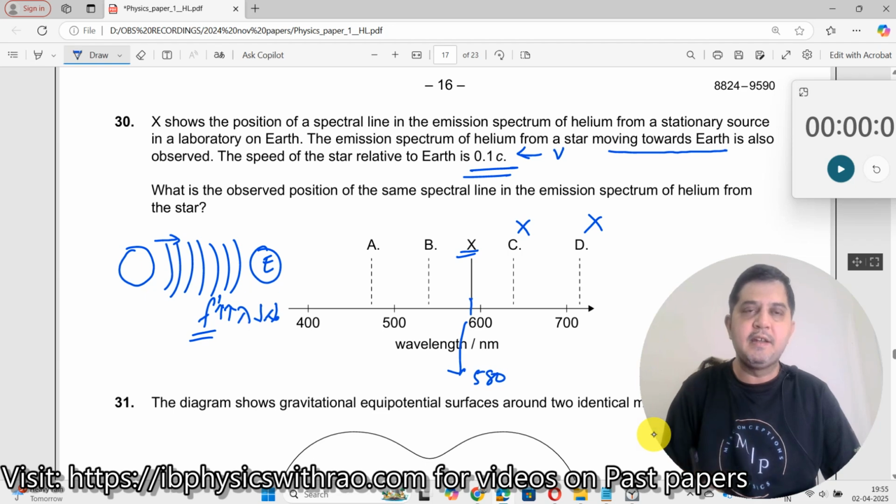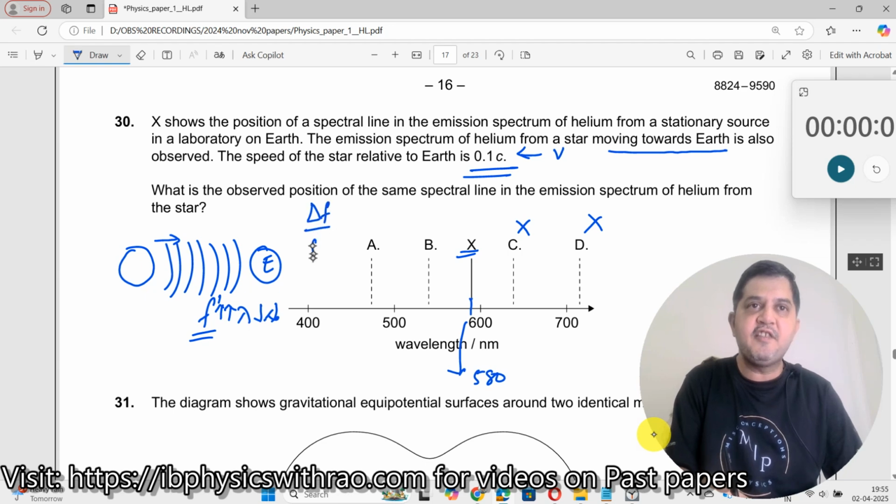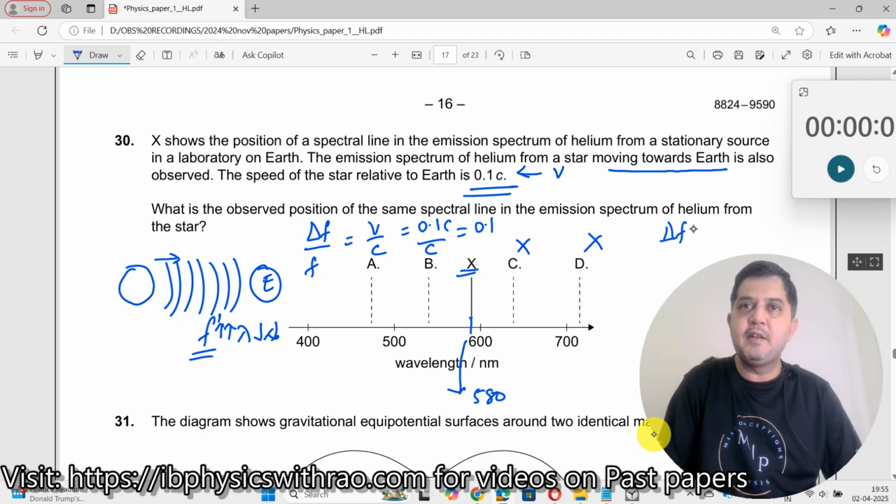So how do I do that? We know the expression for the Doppler effect. The expression is delta f by f is equal to v by c. Delta f is the change in frequency. Here v is equal to 0.1c, so 0.1c by c is equal to 0.1. So delta f is equal to 0.1 times f.